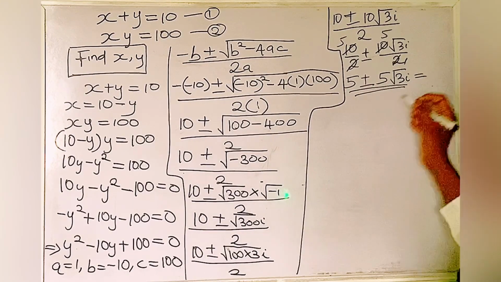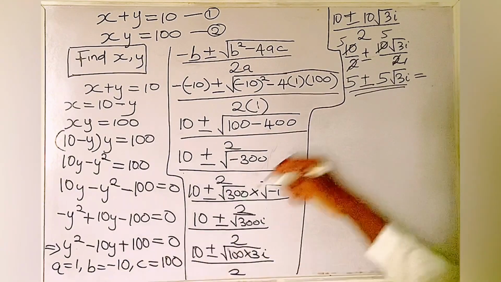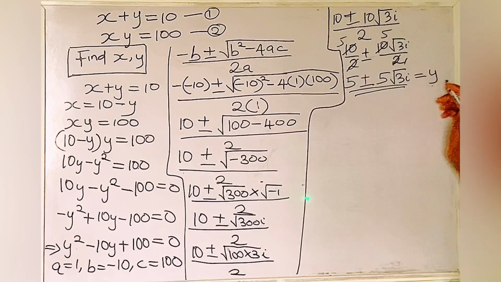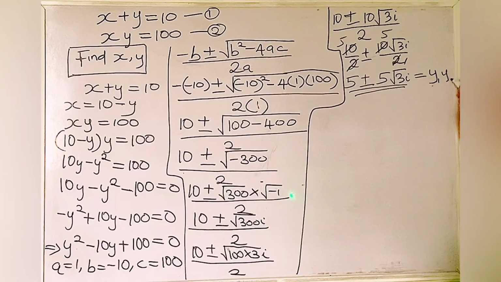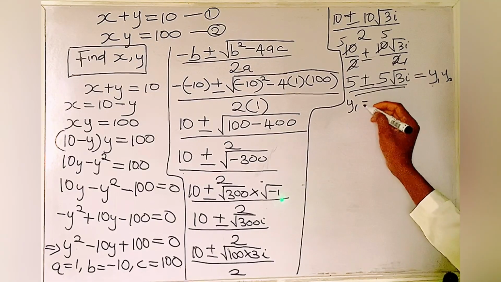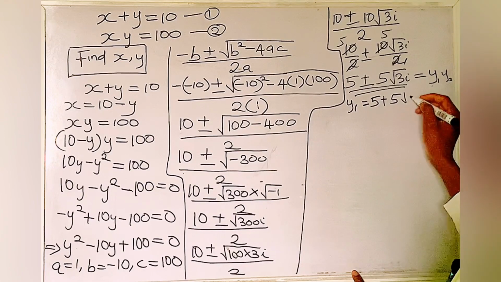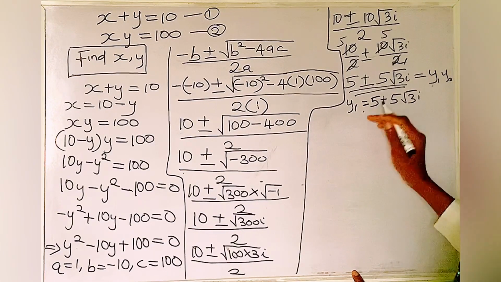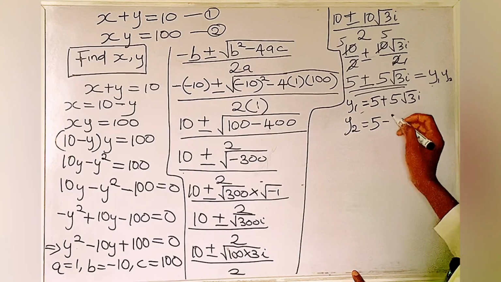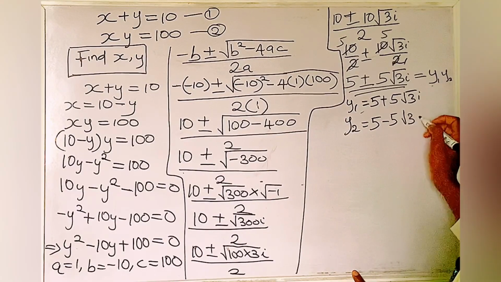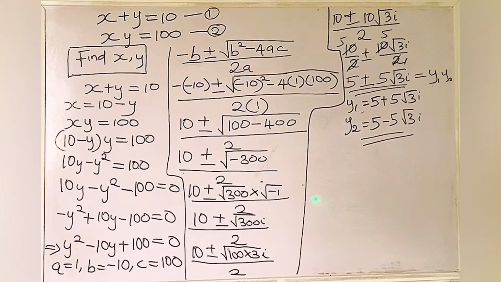This is the value of our y. We're looking for the value of y here. So now we have two answers, y1 and y2. Our y1 here is 5 plus 5 root 3i. Then our y2 is 5 minus 5 root 3i. Okay, so now let's find the value of our x.